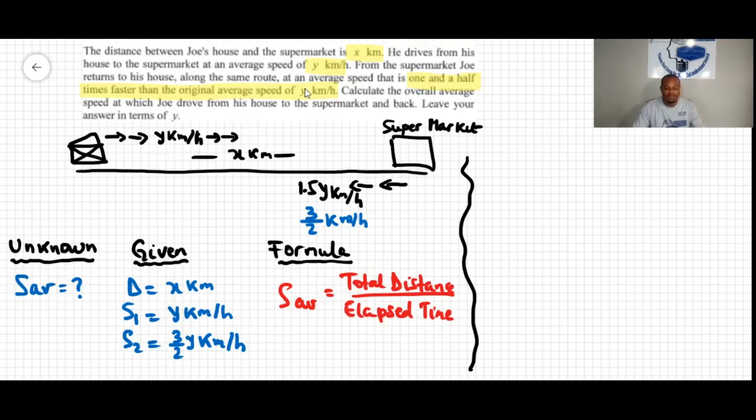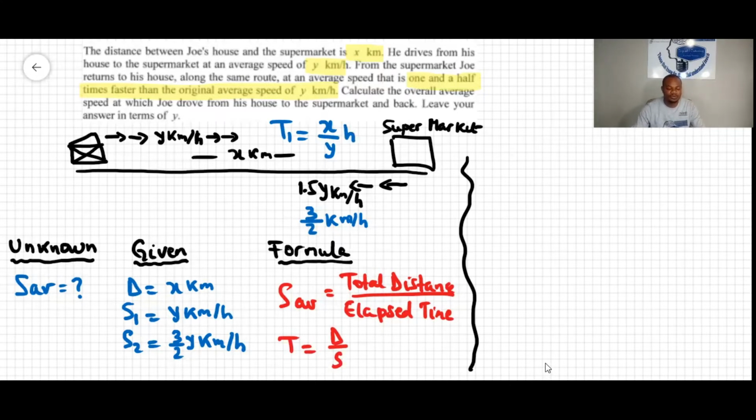But the time is somewhere here, because we do know that the time is given by distance over speed, right? So in the diagram here, the time Joe took to leave from home to the supermarket will be X over Y. The time is expressed in hours.